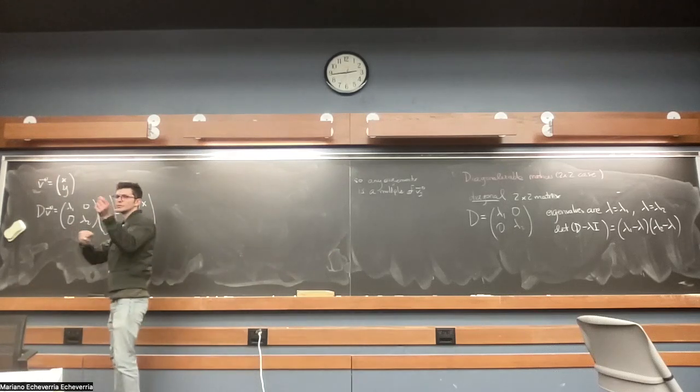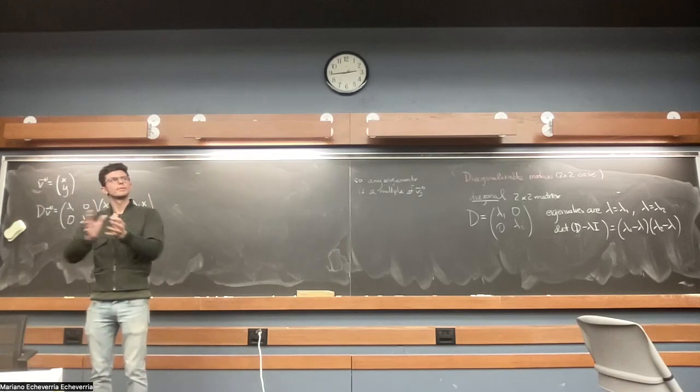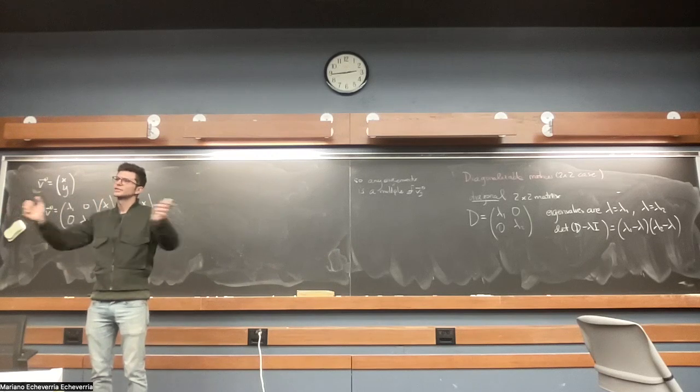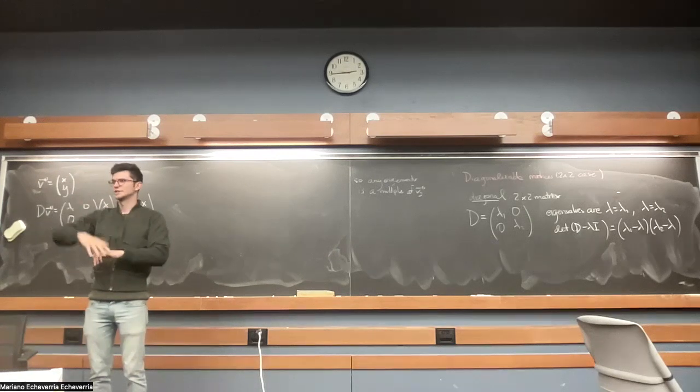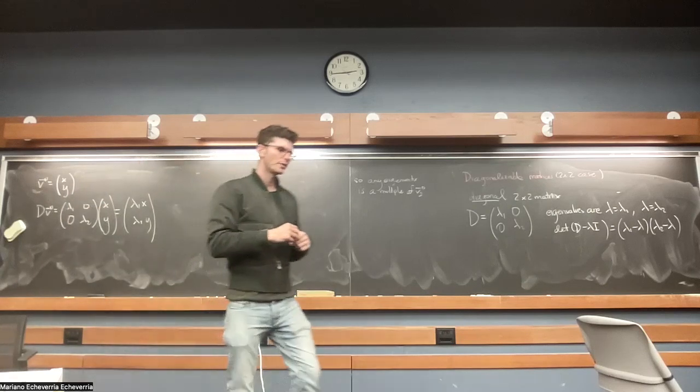Think of this diagonal matrix as stretching space. Along the x direction it stretches by a factor of lambda 1, and along the y direction it stretches by a factor of lambda 2. The stretching factors may not be the same, right?